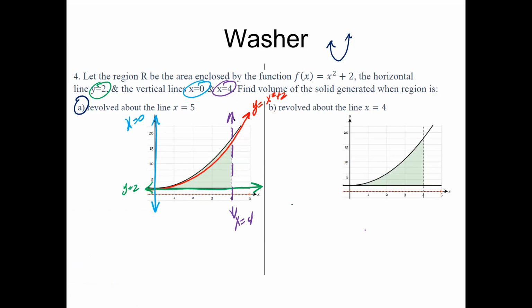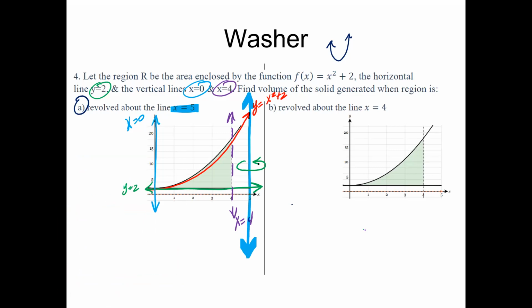I need to figure out where it's going to be rotating. And it says it's revolving around that line x equals 5. X equals 5, so it's revolving around this line right here. And if you can imagine, this graph is just going to go in a circular motion around here.